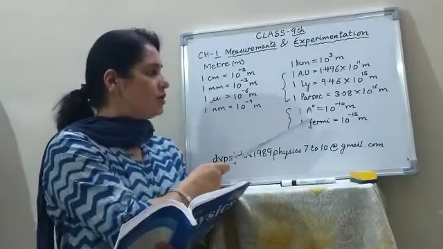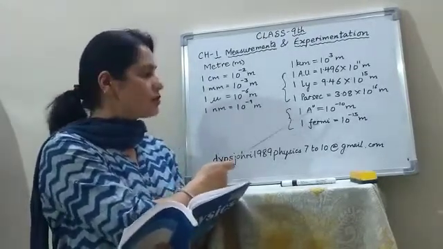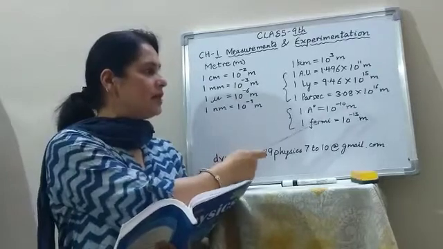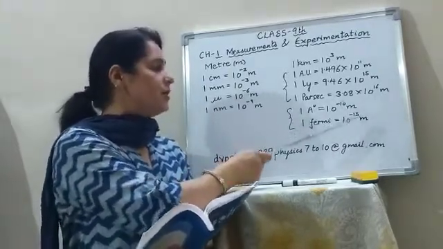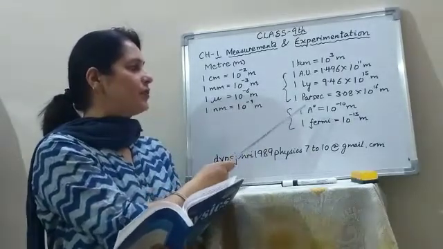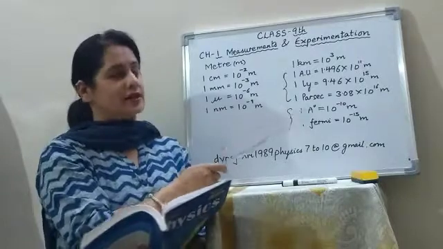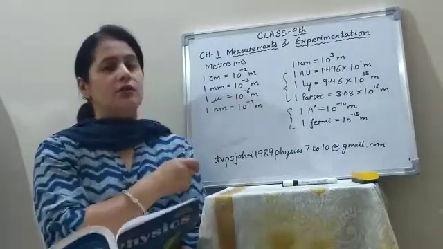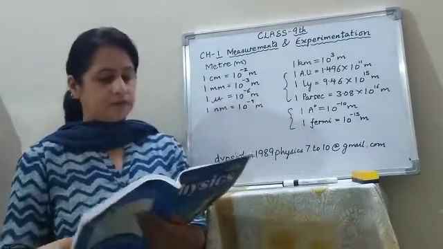The smaller non-metric units are angstrom and Fermi. 1 angstrom is 10 to the power minus 10 meter, and 1 Fermi is 10 to the power minus 15 meter. To measure the distance between very small particles, like to measure the wavelength of light, etc., these smaller non-metric units are used, angstrom and Fermi.